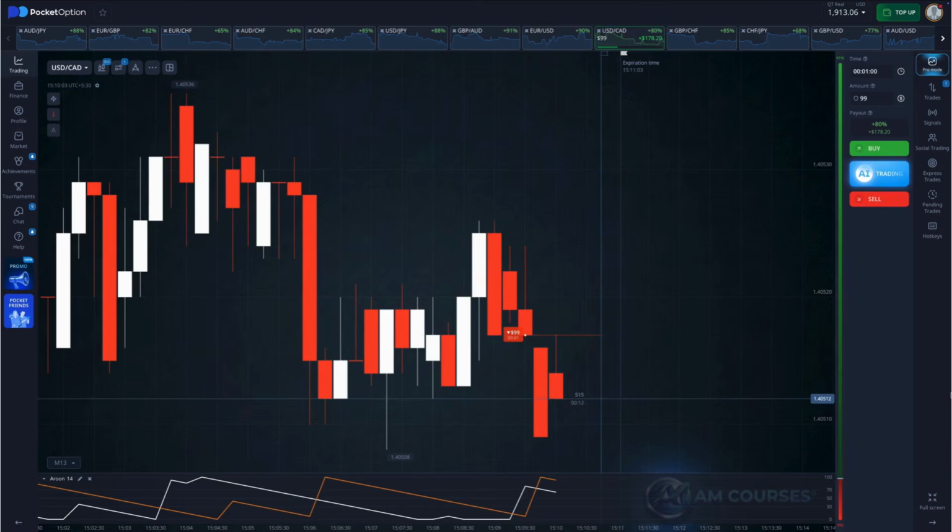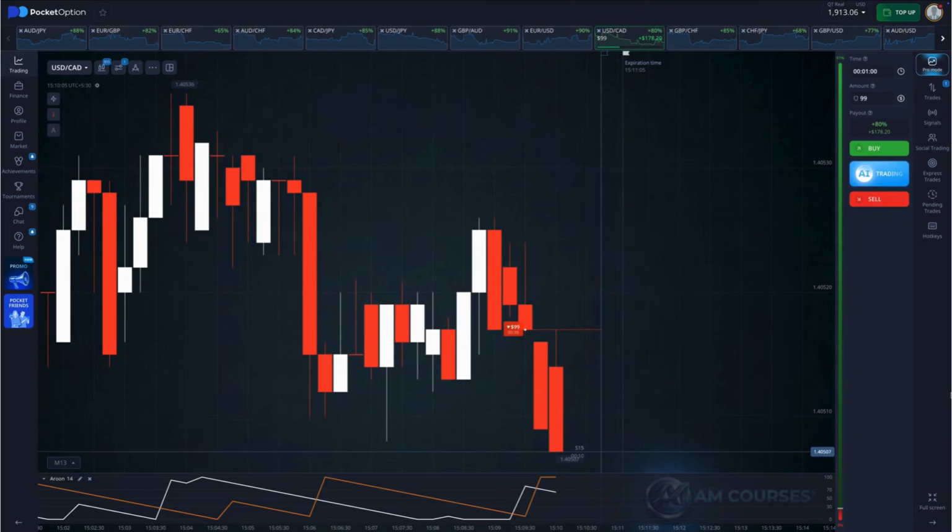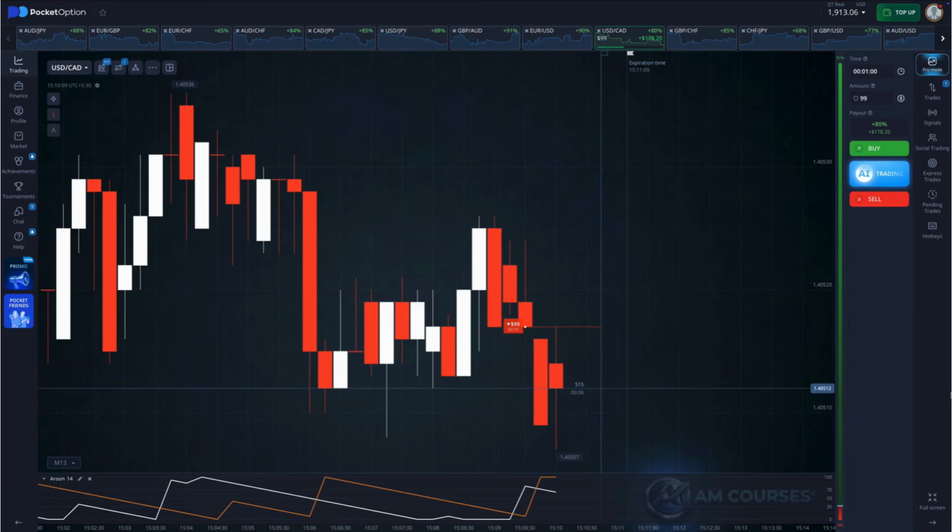Now, there's a small filter inside this strategy that removes most of the weak, confusing crossovers. And honestly, that one part is the reason I still use this setup today. I'll show it to you in just a couple of minutes, so stay with me till then.